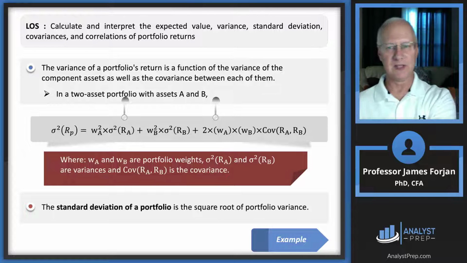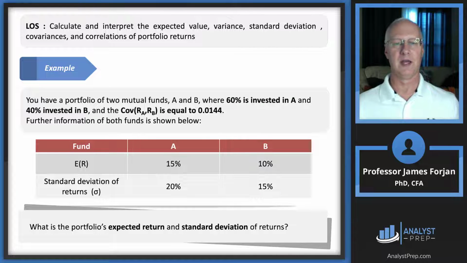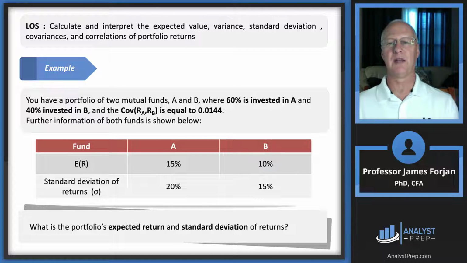So we get the variance using that formula, and then we just take the square root of that variance to get the standard deviation of the portfolio. So let's go ahead and take a look at an example, right? Here we have 2 mutual funds, A and B, 60% invested in A, 40% invested in B, and the covariance is given as 1.44%. So further information, we've got the expected return on A and B is 15 and 10%, and the standard deviation is 20 and 15%. So what we're going to do is ask the question, what is the expected return?